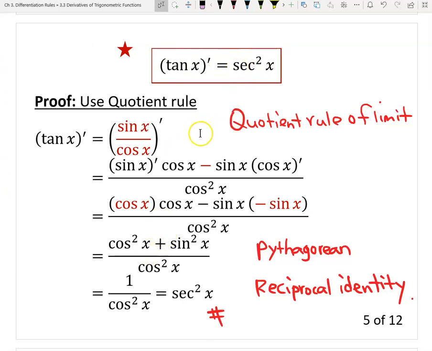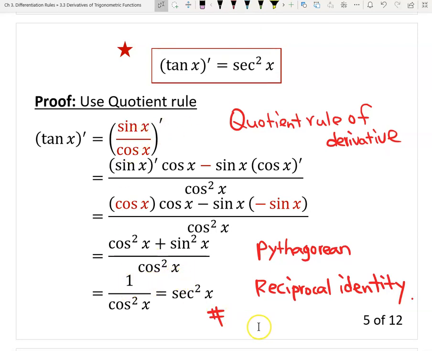All we need is use the quotient rule of limit. No, not of limit. Sorry, I think I made a mistake. So here is the quotient rule of derivative. Okay, so let me write down here. Of derivative. Okay, differentiation. Derivative. Okay, I wrote it wrong. Okay, so now here is the third one, right?